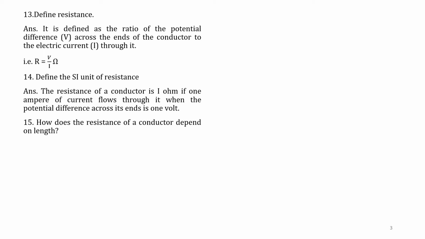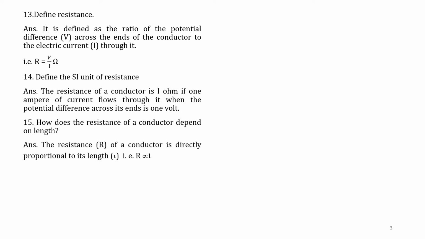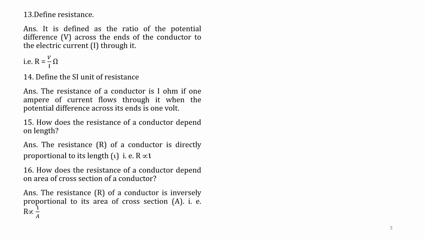How does the resistance of a conductor depend on length? The resistance R of a conductor is directly proportional to its length. R is proportional to the length of the conductor, L. Question 16. How does the resistance of a conductor depend on its area of cross section? The resistance of a conductor is inversely proportional to the area of cross section A. That is, R is proportional to 1 by A, where A is the cross sectional area of the conductor.